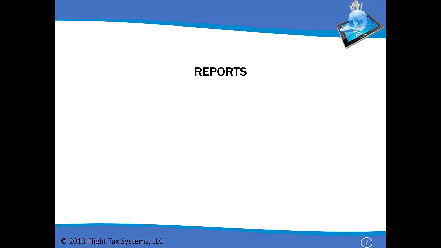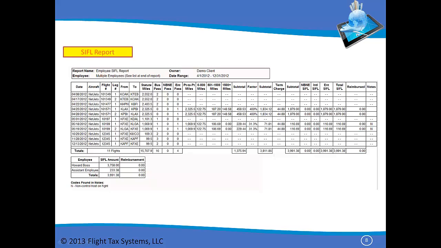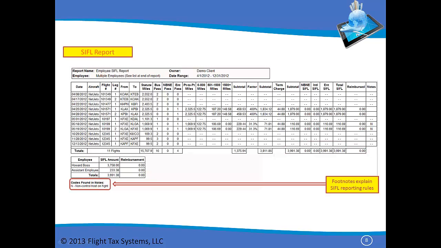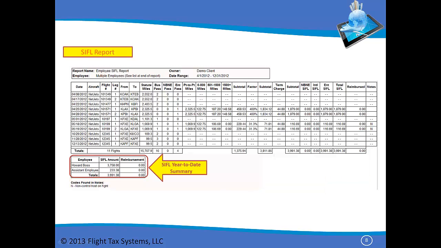Here are some of the reports that we get from the fractional owner version of Flight Tax Systems. Here is the CIFL report. Those are the running CIFL totals for the various types of CIFL calculations. Footnotes explain the CIFL reporting rules, and they are further explained in the index on the left-hand side. Finally, we have the CIFL year-to-date summary, and when we get to the end of the year, these amounts will be the amounts that are transferred and applied to the employees' W-2s or 1099s.